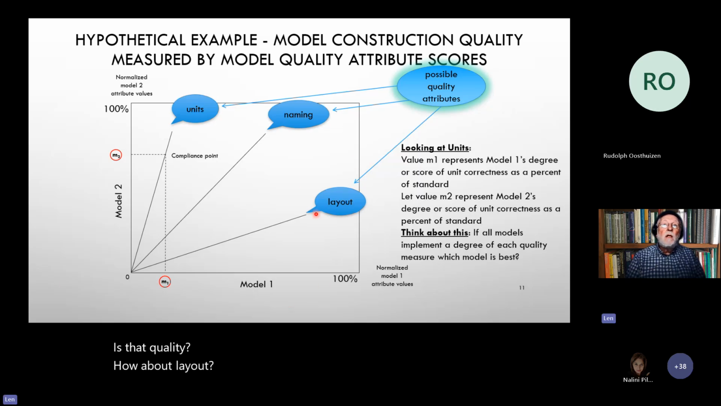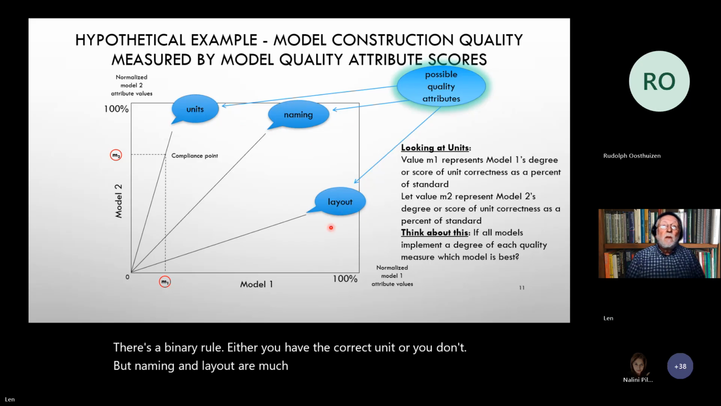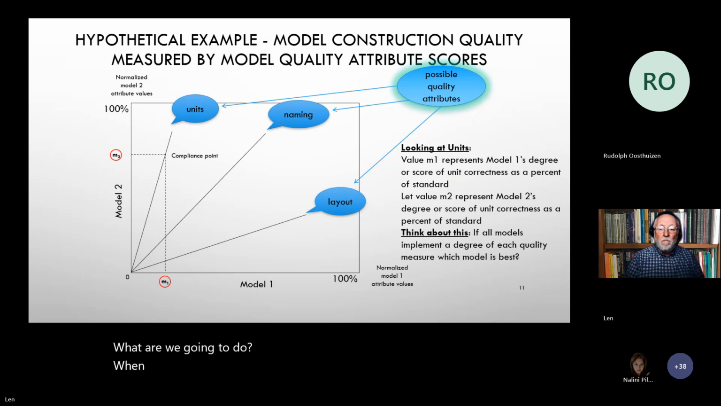How about layout? How complicated a diagram is it? Don't know. Now, what I would like to say though is at least for this variable, there's a binary rule. Either you have the correct unit or you don't. But naming and layout are much more subjective. What are we going to do when it comes to quality?